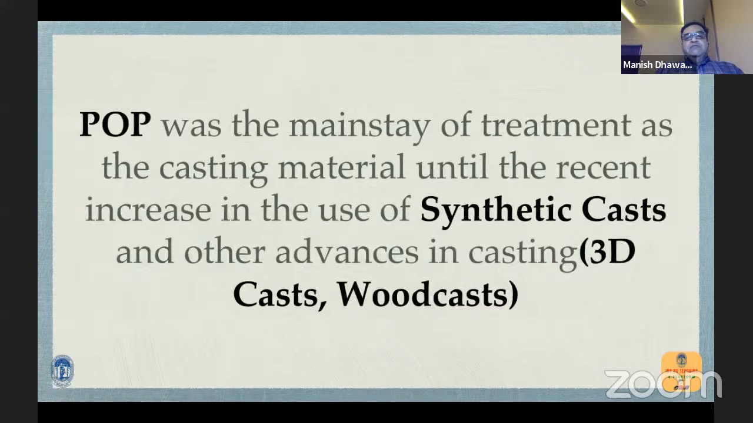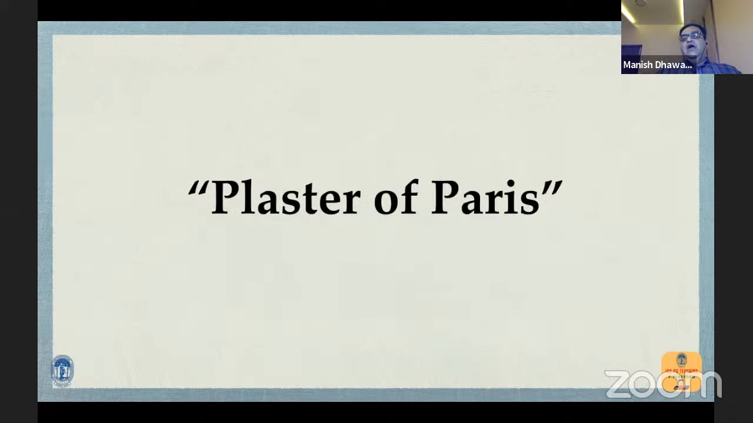POP was the mainstay of treatment as the casting material until the recent increase in use of synthetic cast and other advances in casting like 3D cast and wood cast. So now I'll take you to Plaster of Paris, and it has a very interesting history.